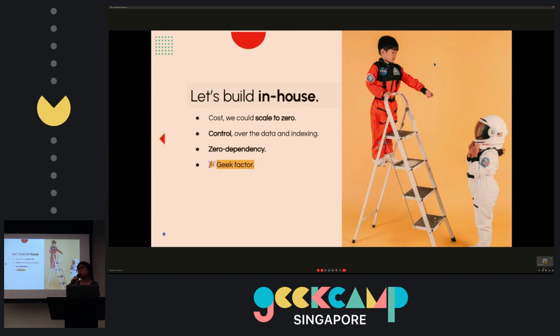So we wanted to build it serverless, which means that we could control cost. Suppose the product tanked and bombed, then we could scale it down to zero, no fixed costs. We had control over the data and indexing, because if you've worked with financial institutions, the number of contracts they make you sign in terms of compliance is just crazy. So adding a third party would not be an issue. And then we had zero dependency on any other external providers. And finally, there was a geek factor, but okay, let's leave it out.